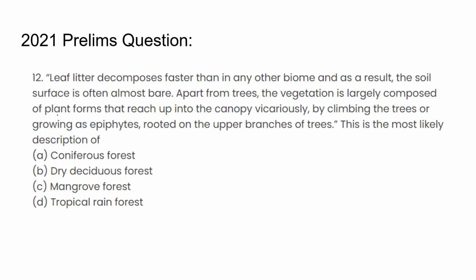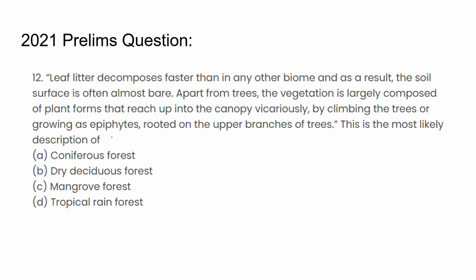Next question is of 2021 prelims. Leaf litter decomposes faster than in any other biome, and as a result the soil surface is often almost bare. Apart from trees, the vegetation is largely composed of plant forms that reach up to a canopy vicariously by climbing the trees or growing as epiphytes rooted on the upper branches of the trees. This is the most likely description of A.